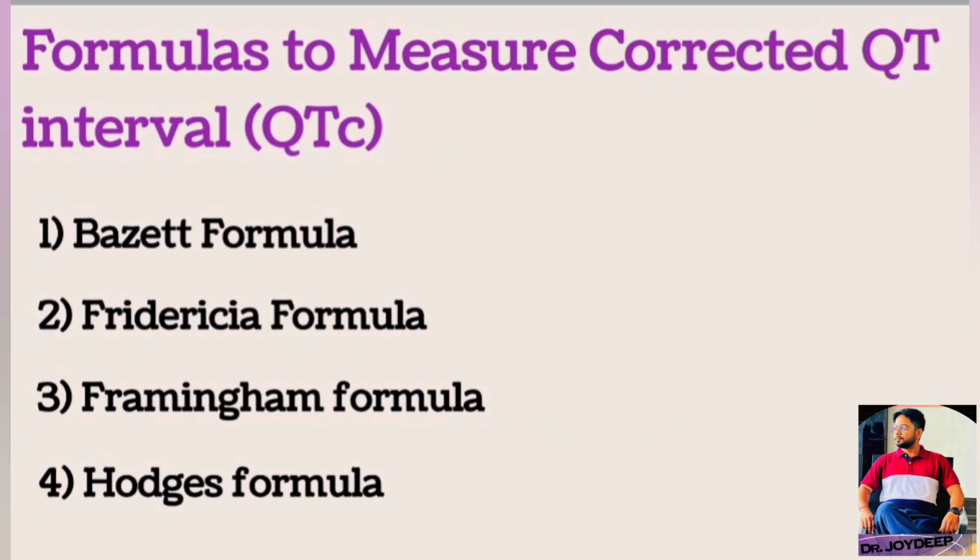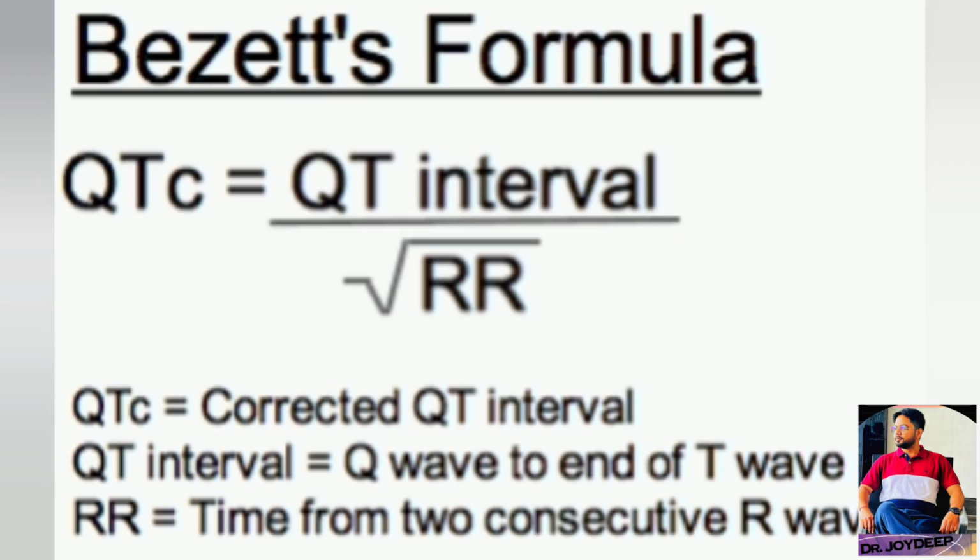There are multiple formulas used to estimate corrected QT interval. It is not clear which formula is most useful. Bazett formula, where the QTc equals QT divided by the square root of RR. That means the RR interval in seconds.